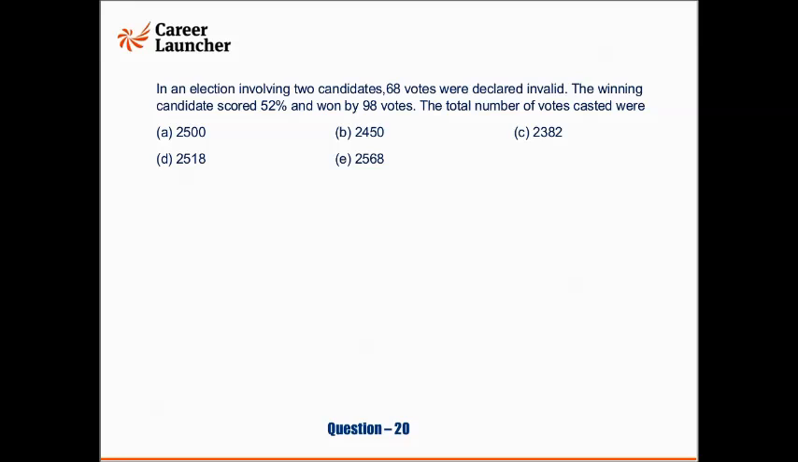See, whatever be the total number of votes, 68 votes were declared invalid. Suppose I have 100 votes, correct? 100% votes, 68 were declared invalid. So remaining votes will be 100% minus 68. The winning candidate scored 52% of the total, correct? And he won by 98 votes. That means the other candidate who has lost would have got 48%.